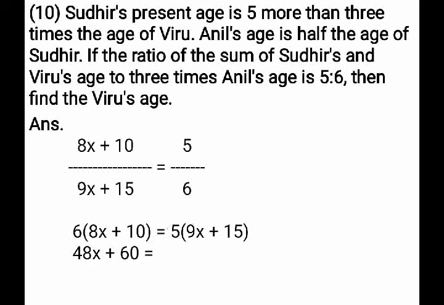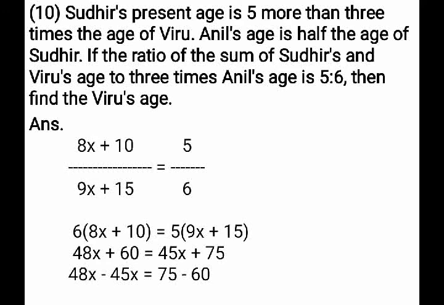is equal to 5 into 9x. 5 9s are how much? 45x plus 5 into 15. 15 5s are 75. That is plus 75. Numbers with variable x, write it on the left side. Numbers without variable, write it on the right side. That is 48x minus 45x is equal to 75 plus 60 becomes minus 60 when you are shifting it from left side to the right side.